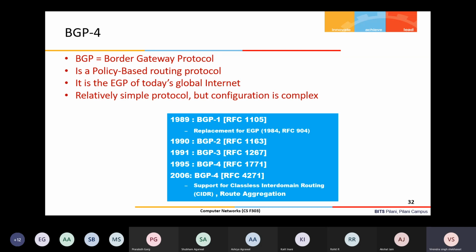So this protocol is BGP4. You can say this is the journey of the BGP protocol, which started in 1989 with BGP1. Corresponding RFCs are mentioned here, which give the complete detail of that protocol. Then 1990 BGP2, 91 BGP3, 95 BGP4, then 2006 onwards BGP4 with some upgradation, basically support for CIDR and route aggregation added into it. So it is a very old protocol which is used till today, right?